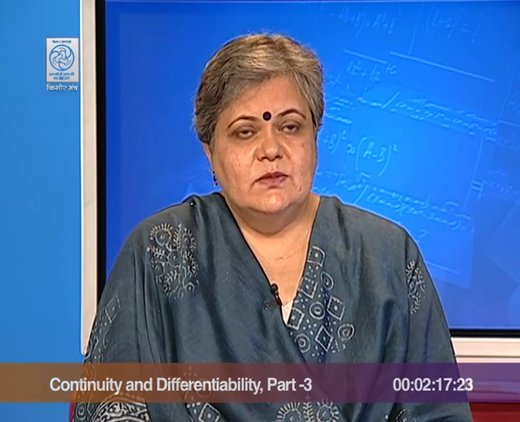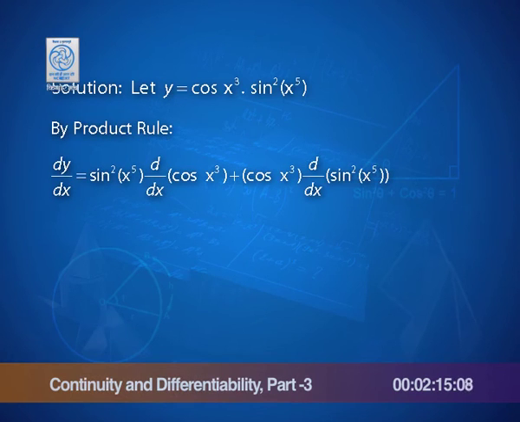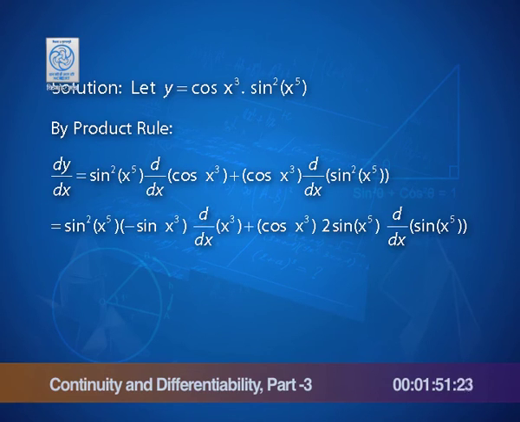Starting with our function called y, dy by dx by product rule gives us sine square x to the power 5 as it is, into derivative of cos x cube, plus cos of x cube into derivative of sine square x to the power 5. Now comes the use of chain rule the moment I differentiate cos of x cube. Starting with the outer layer, that is cos, I get the derivative as minus sine of x cube into derivative of x cube.